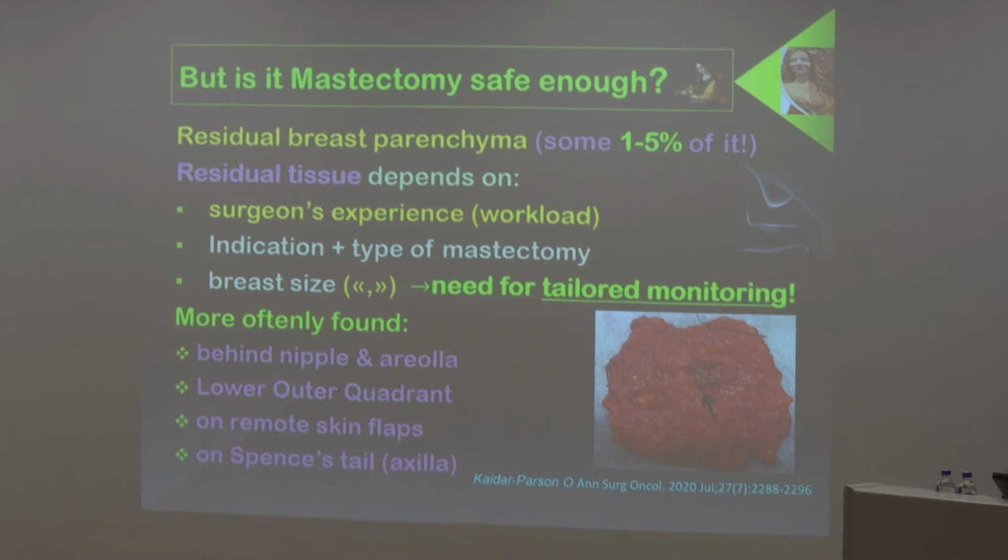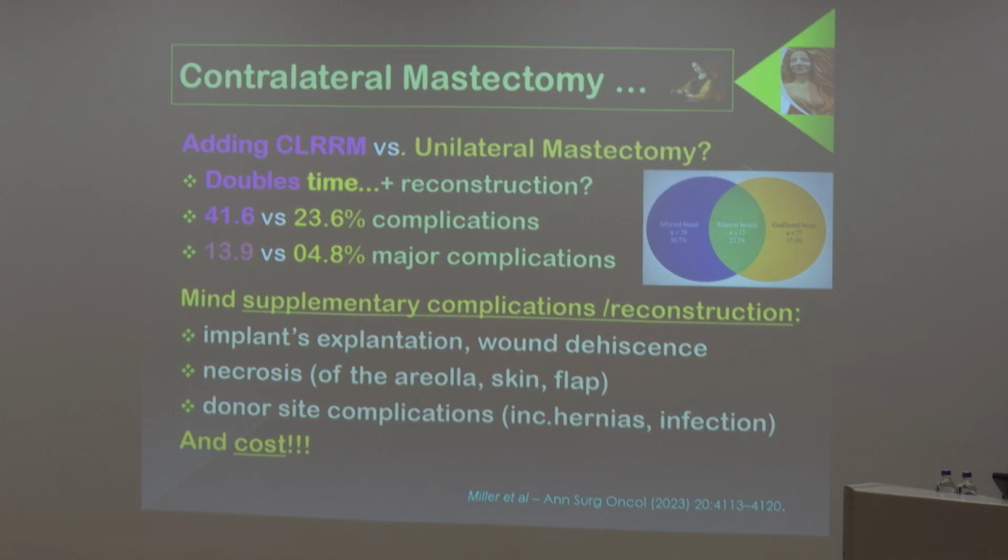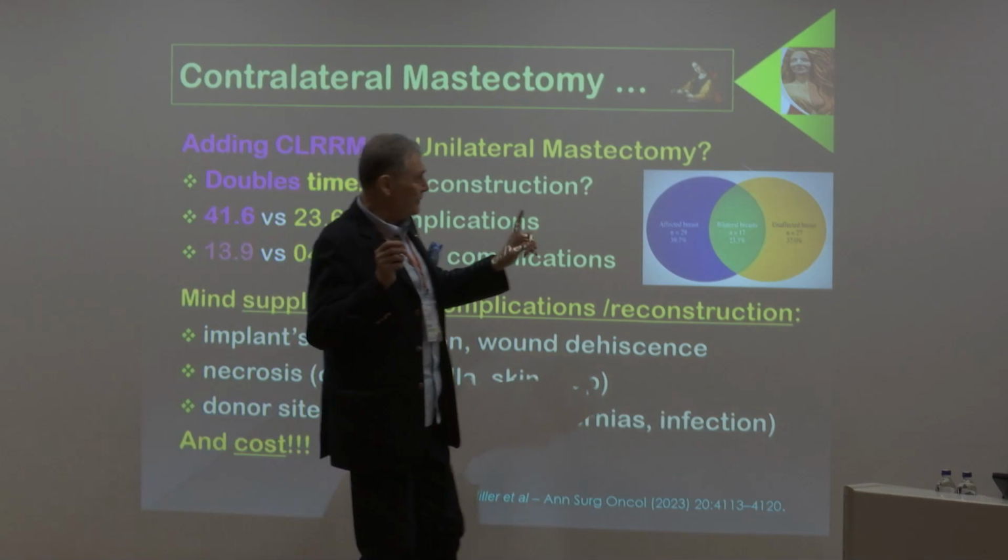The residual tissue depends on surgery experience and workload, the type of mastectomy and the breast site, and more often we shall find this in the nipple areola, behind the nipple areola, in the lower outer quadrant, in remote skin flaps, or in Spence tail. I skip the contralateral mastectomy, but I want to show you something. This applies also to bilateral.